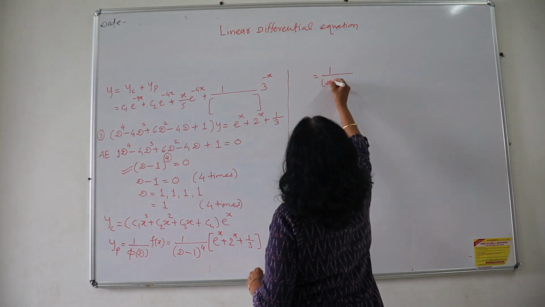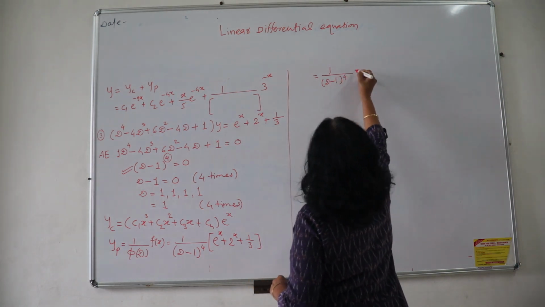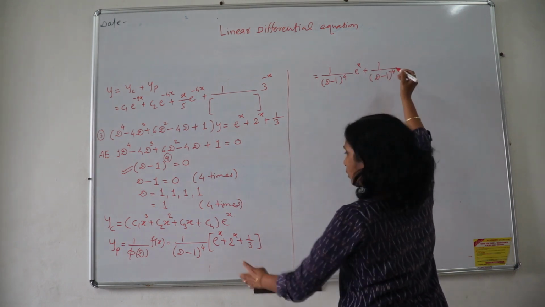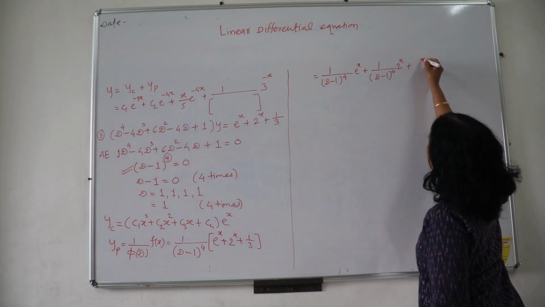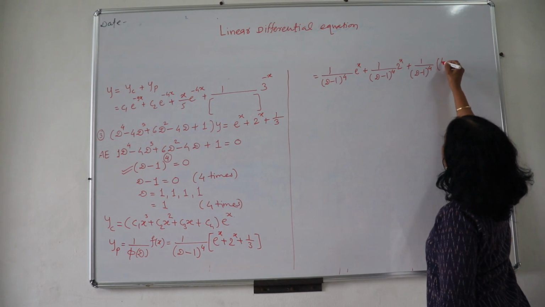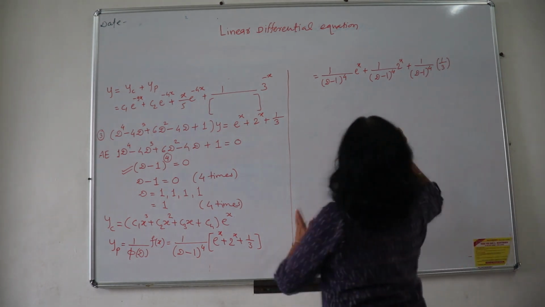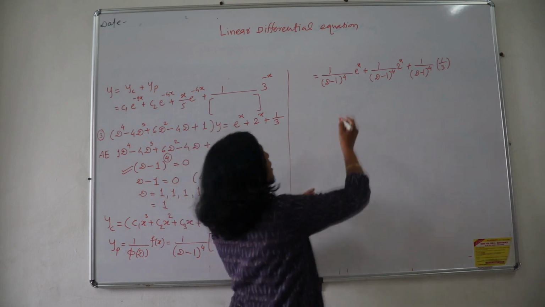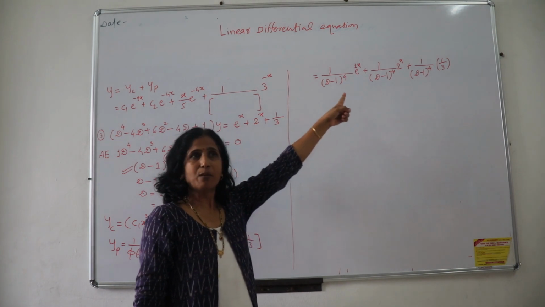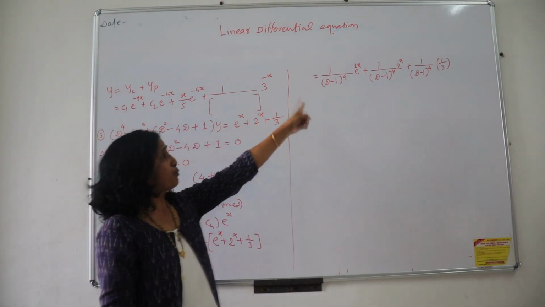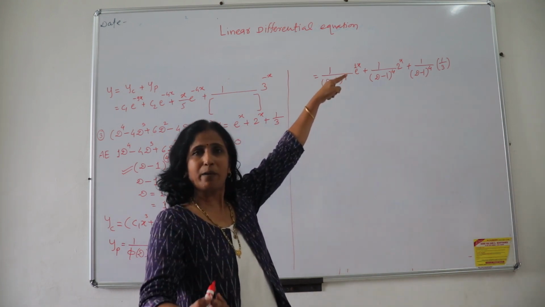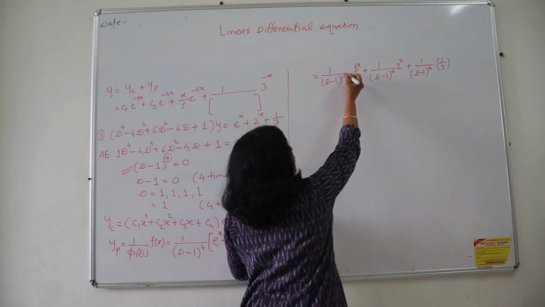So this is 1 upon (D minus 1) raised to 4 acting on e raised to x, plus 1 upon (D minus 1) raised to 4 acting on 2 raised to x, and 1 upon (D minus 1) raised to 4 acting on 1 upon 3, a constant function. So I will apply whatever rules are applicable. Now see here, the coefficient of x is 1, so you can apply the rule, D replaced by a, that is 1. But what will happen? 1 minus 1 will become 0, you will take the derivative, and this process you have to follow 4 times.